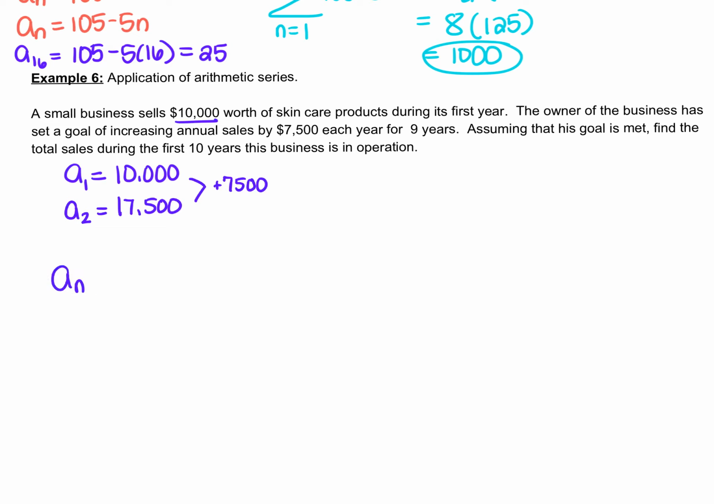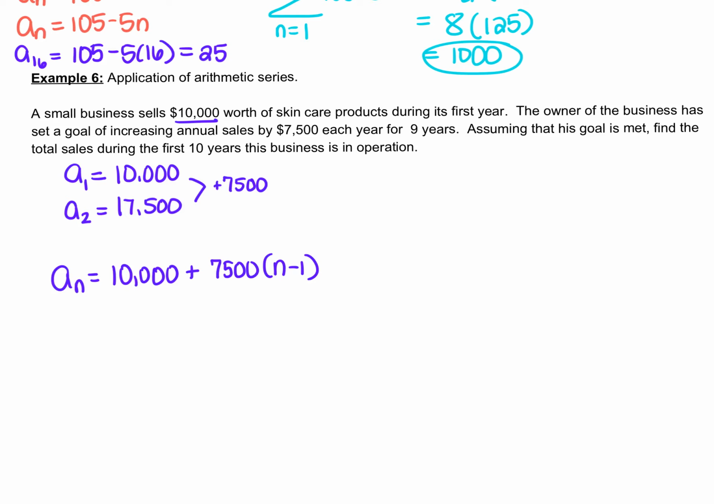So the nth term we know is going to be the first term, 10,000, plus our common difference, which is 7,500, times n minus 1. All right, so that allows us to then go ahead and directly find the 10th term. And we do want the 10th term. I know you guys see this 9 here, and you're like, well, Mrs. Kopp, shouldn't we be finding the 9th year? Well, no, because remember, he starts at $10,000 in year one, and then for 9 years after that, he wants to increase by 7,500. So we're talking about accumulation of 10 years.